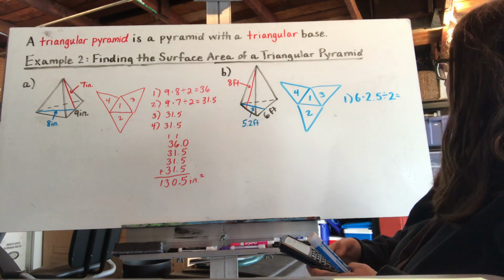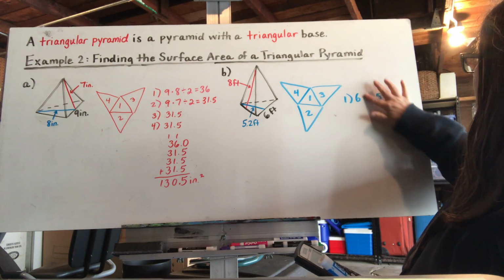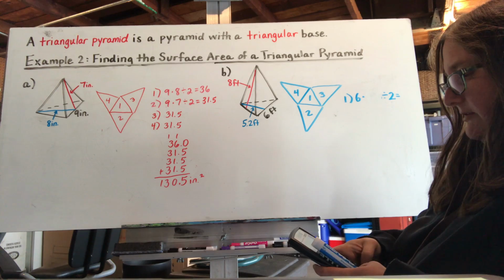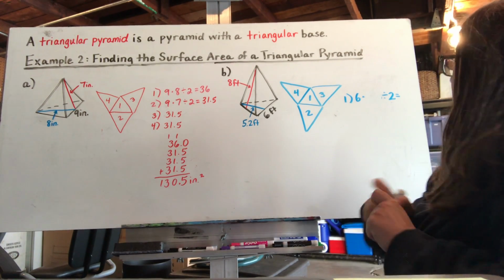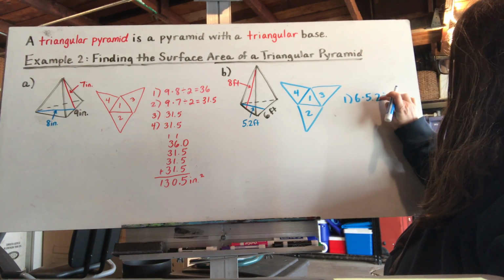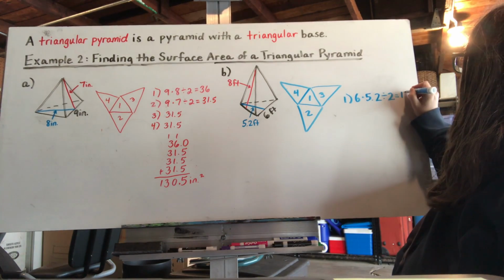So 6 times, oops, I wrote this wrong. 5.2 divided by 2. Sorry, that was 5.2. And I get a total of 15.6 for this side.